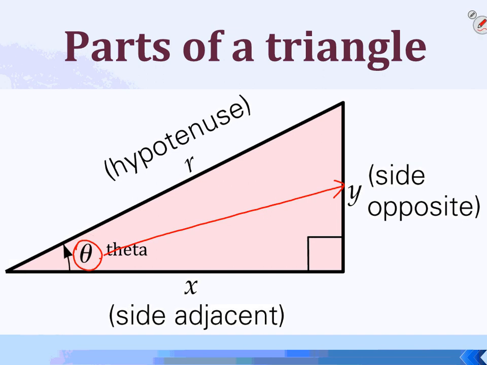It depends on where the labeled angle is, and the hypotenuse is always the long side, or the side that is opposite the 90-degree angle. So on a right triangle, you always have this 90-degree angle. So the hypotenuse is always across from that.